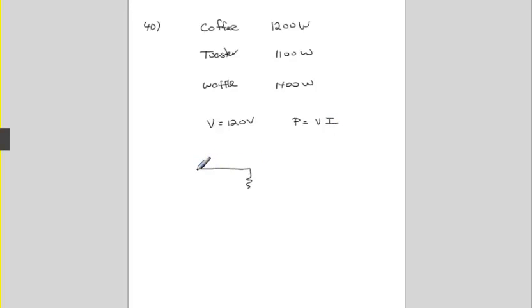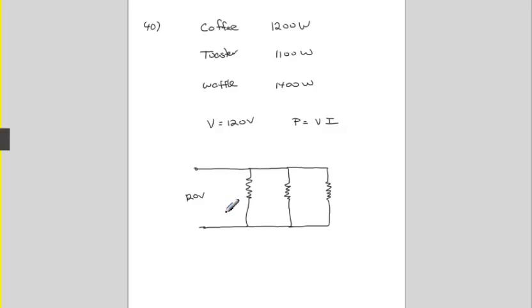It says they're in parallel, so we can represent them as resistors. They're all resistive elements that are making heat in one form or another. And they're parallel, so they're all connected to the same voltage. The voltage across each one is 120 volts. And the question is, what is the current? Well, we can use the power and the voltage to calculate the current. And then you just add up the current. It's like flow of water through three pipes. So you get the flow through each pipe and you add it up, and that's the total that has to come in and go out.